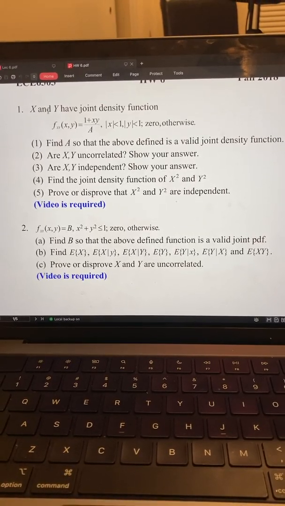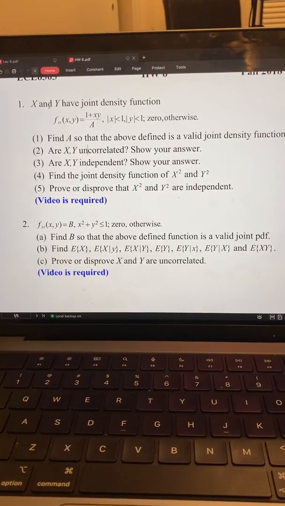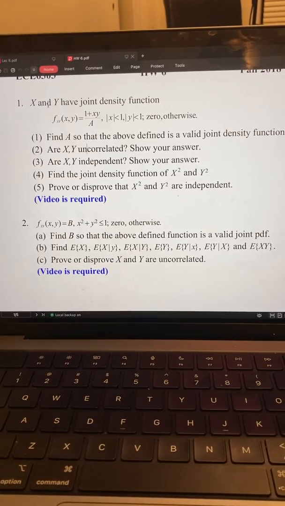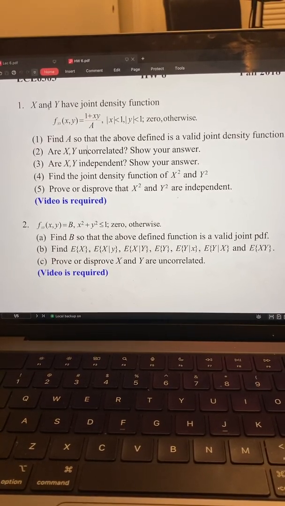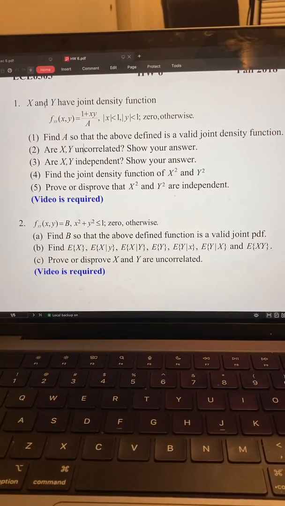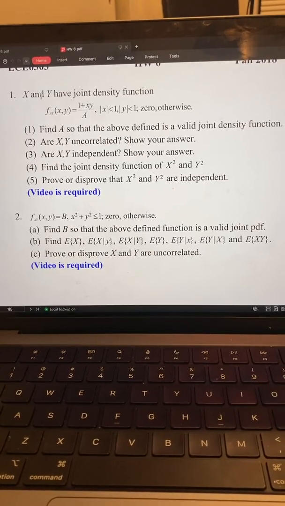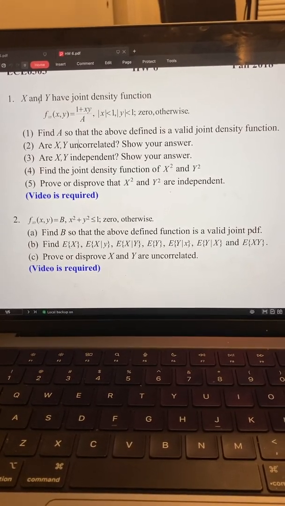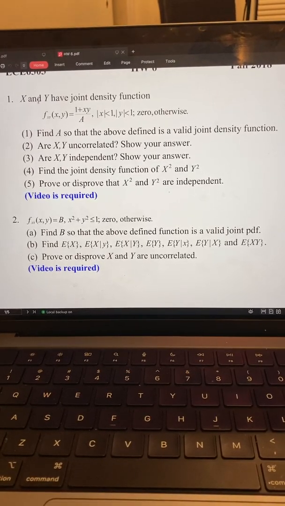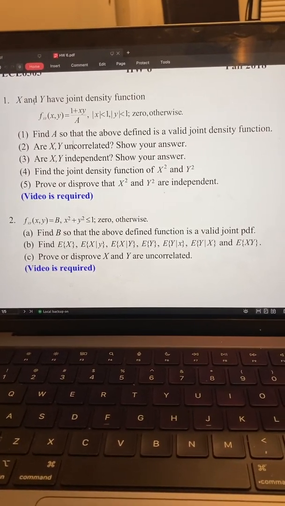In question number 2, we are given the joint density function f_XY as b, for x square plus y square less than or equal to 1, and 0 otherwise. In part A, we have to calculate the value of b so that the above is a valid joint density function. So let us look at the solution for this.